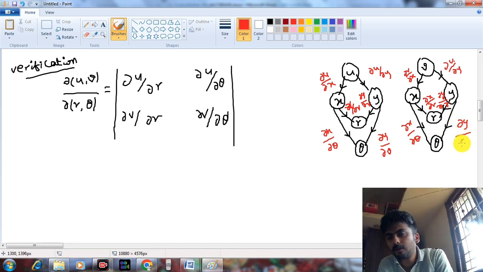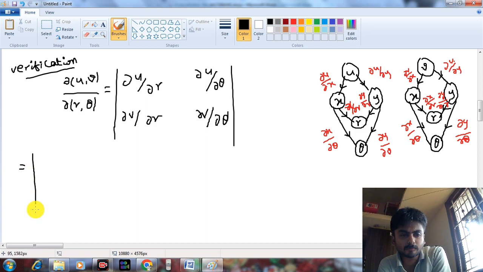Okay, ∂y/∂θ. Now we have written the diagrammatic representation of this formula. Now for ∂u/∂r, we will have the formula ∂u/∂r equal to, so how to reach r from u: ∂u/∂x into ∂x/∂r plus ∂u/∂y into ∂y/∂r.